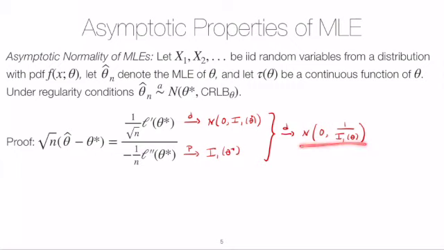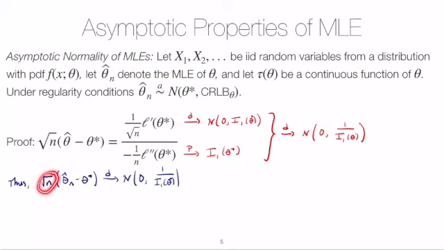So now, putting this together, we have the square root of n times the MLE minus the true value converging in distribution to a normal 0, 1 over the Fisher information. And we just have to deal with this quantity here. This is part of the standard error of the MLE. The other part of it is down here.